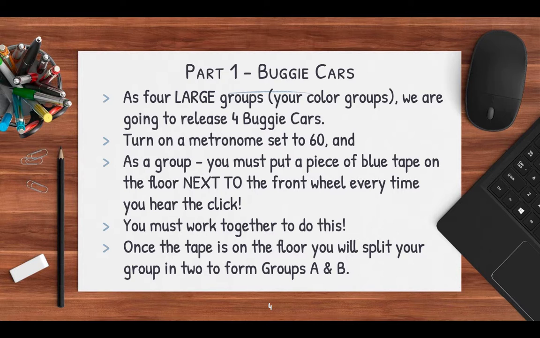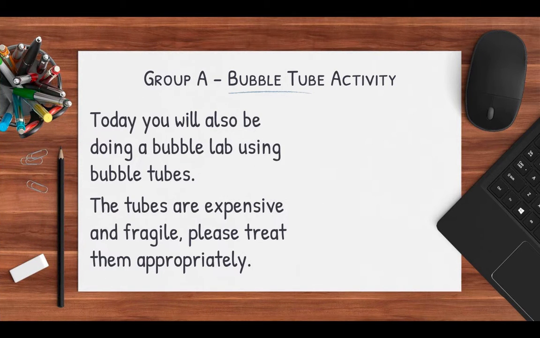Once your tape is on the floor and I have said, yep, that's good, then you will split your group into 2 other groups, Group A and Group B. Now, Group A is going to go and do the bubble tube activity, right? Because you split your color groups into 2 groups.